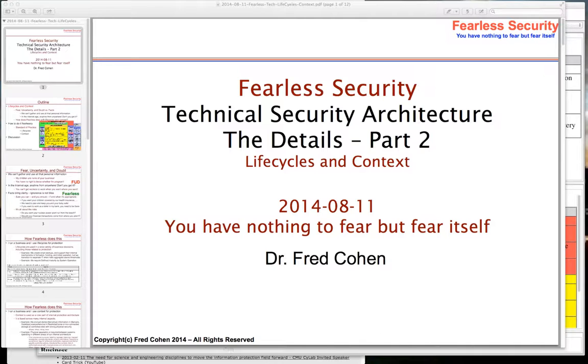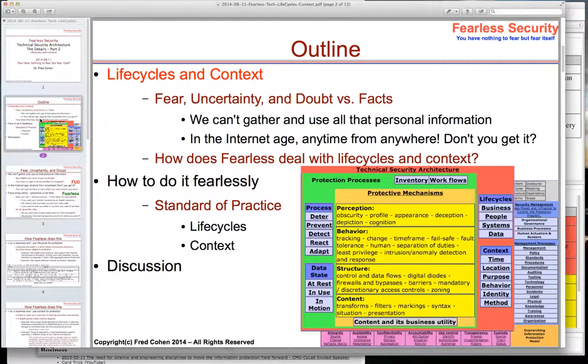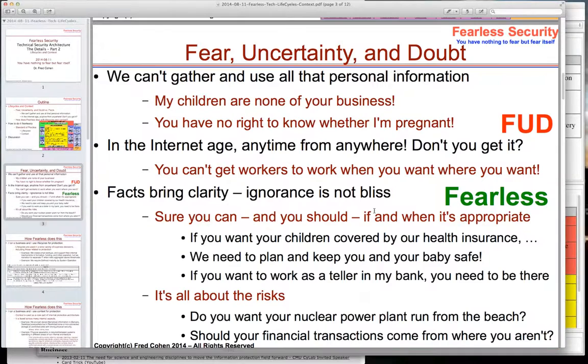And we're going to talk today about technical security architecture, a continuation of our previous talks in this area. We're going to focus today on life cycles and context. The outline of the presentation: this is a sub-diagram you see here of the larger diagram, and we'll get to that in a few minutes, but this is the focus that we're looking at right now, technical security architecture.